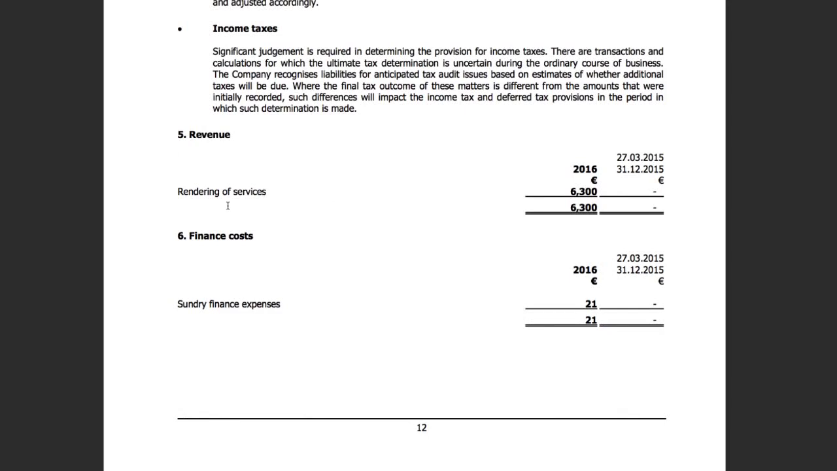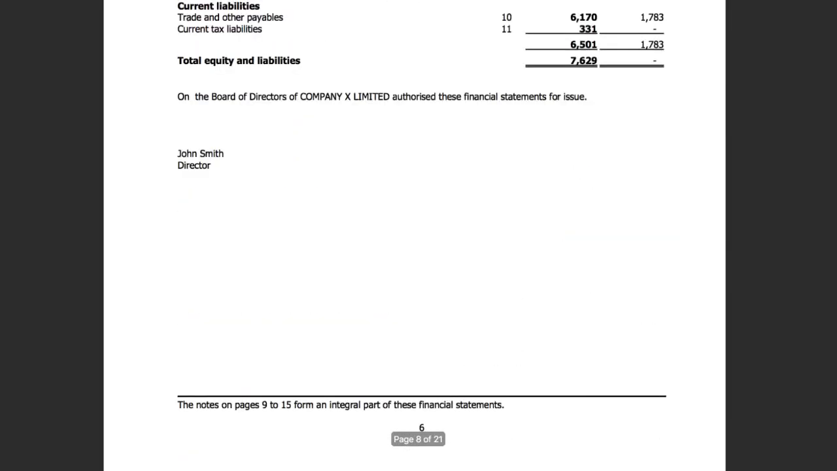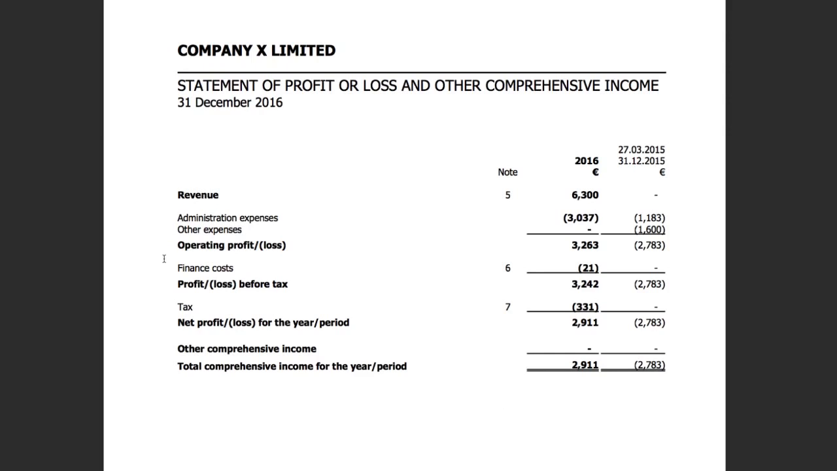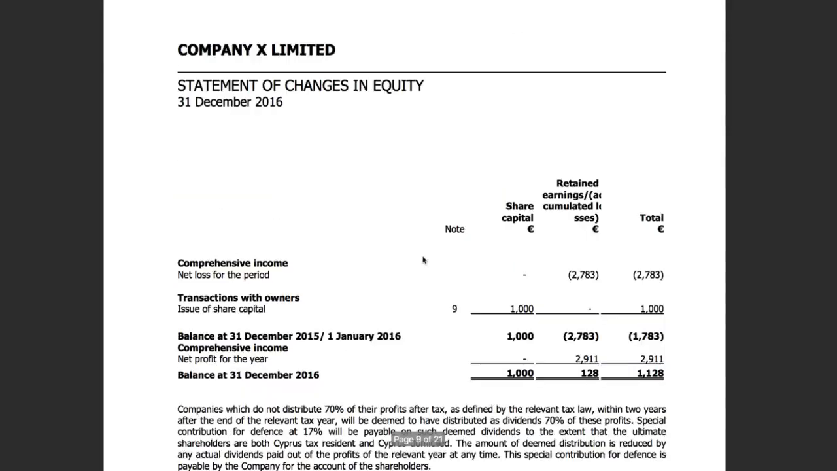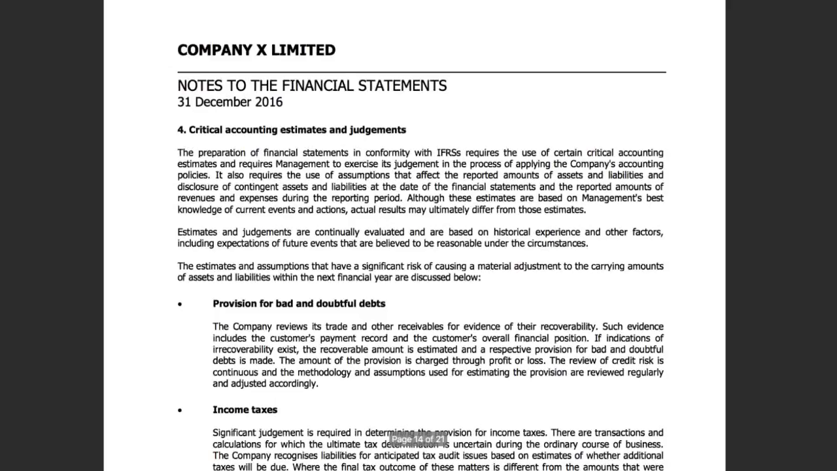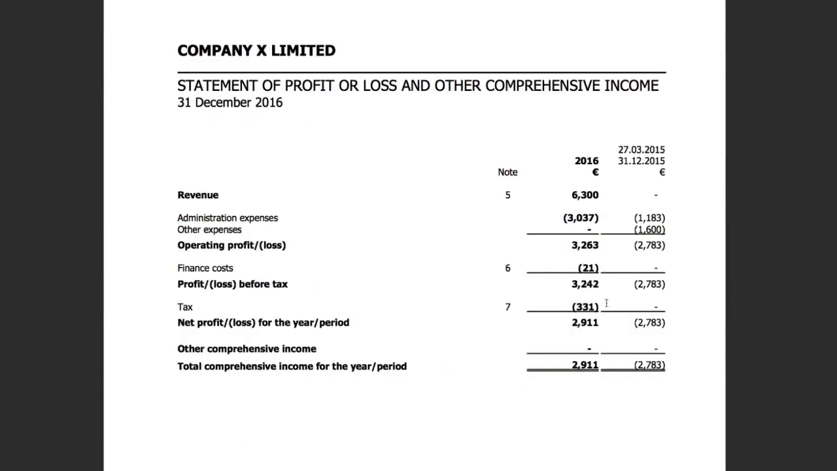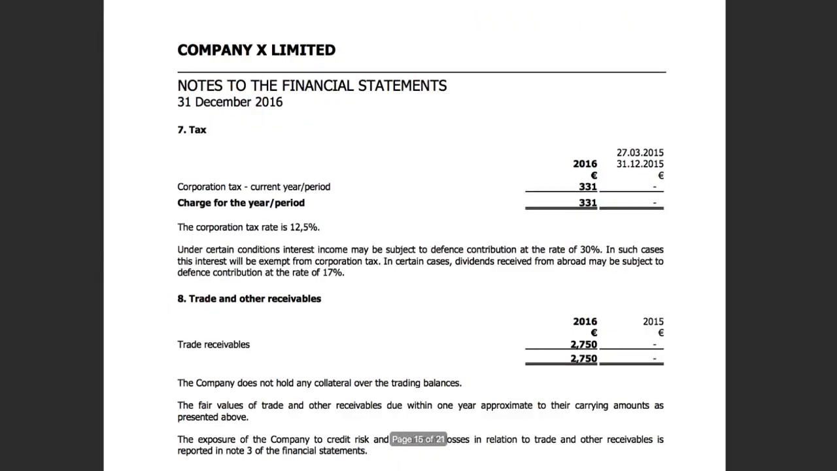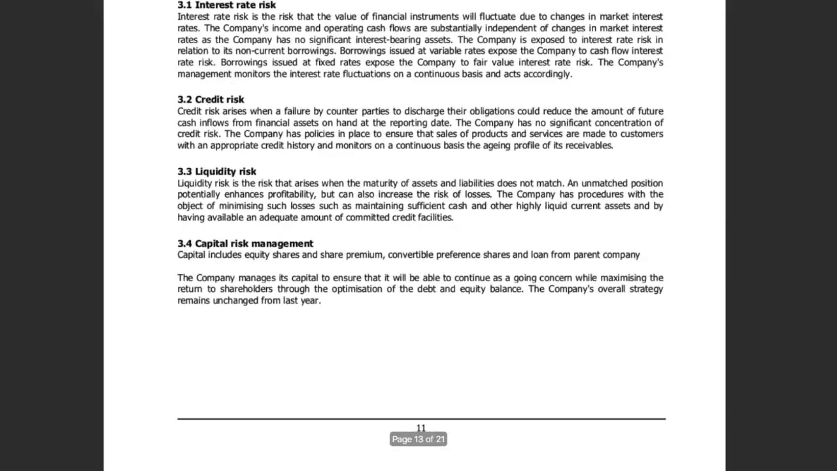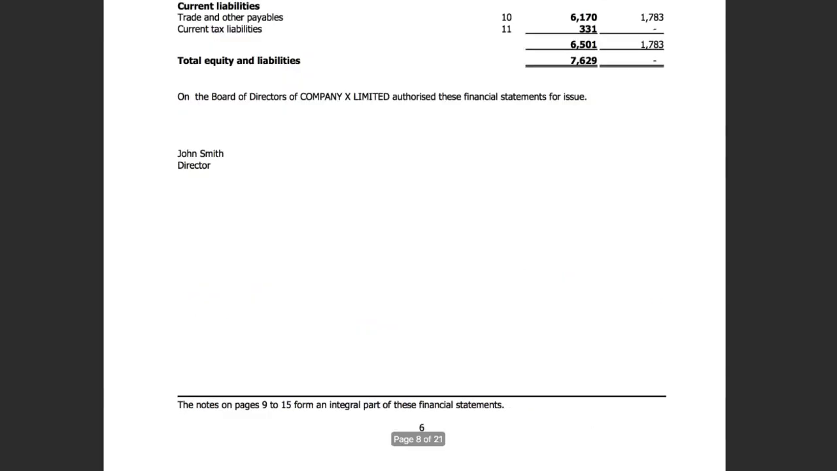The auditors state that this company is providing services and not selling products. Going backwards, we need to make sure we're happy with what this finance cost comprises of. So again, we need to go to note 6, not page 6, but note 6. We scroll down and we can see that these are finance costs, sundry finance expenses of 21, which must be bank charges. Moving up, tax of 331 euros. Again, we go to note 7. It is a corporation tax for the year, taxed at 12.5%. This is all the additional information we can get for this income statement.